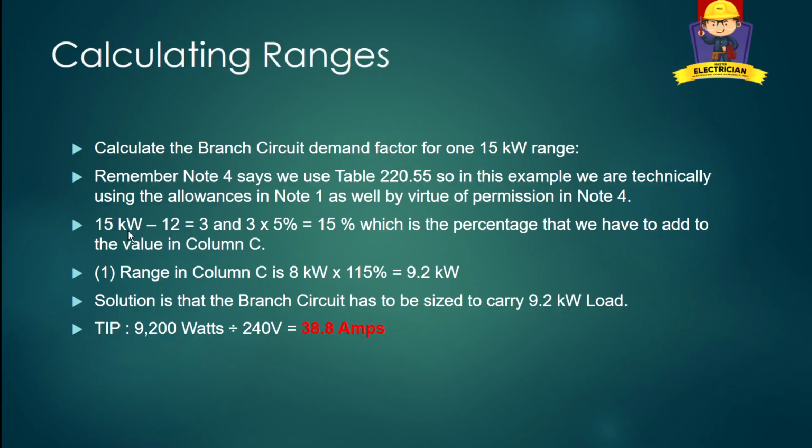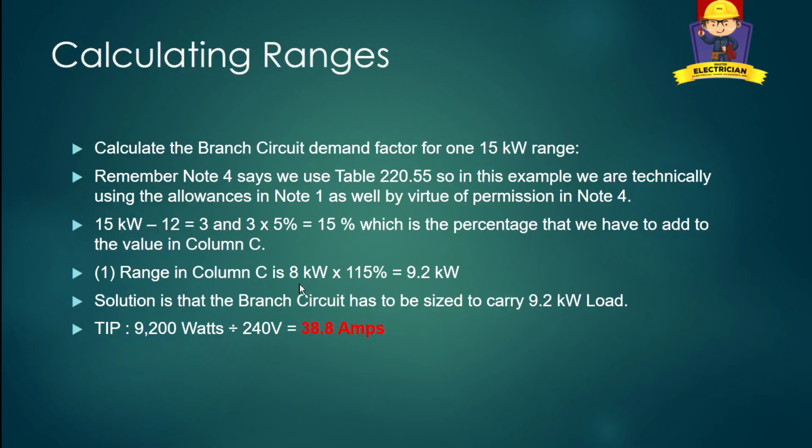So 15 kW, remember, minus 12. That's what tells us our kW value that exceeds 12, and in this case, it's 3. Since we saw that 5% values are to be used, we take 3 times 5 equals 15%, which is the percentage that we have to add to the value in column C because we exceeded 12 kW. We exceeded it by 3 kW, which results in 15 total percent.